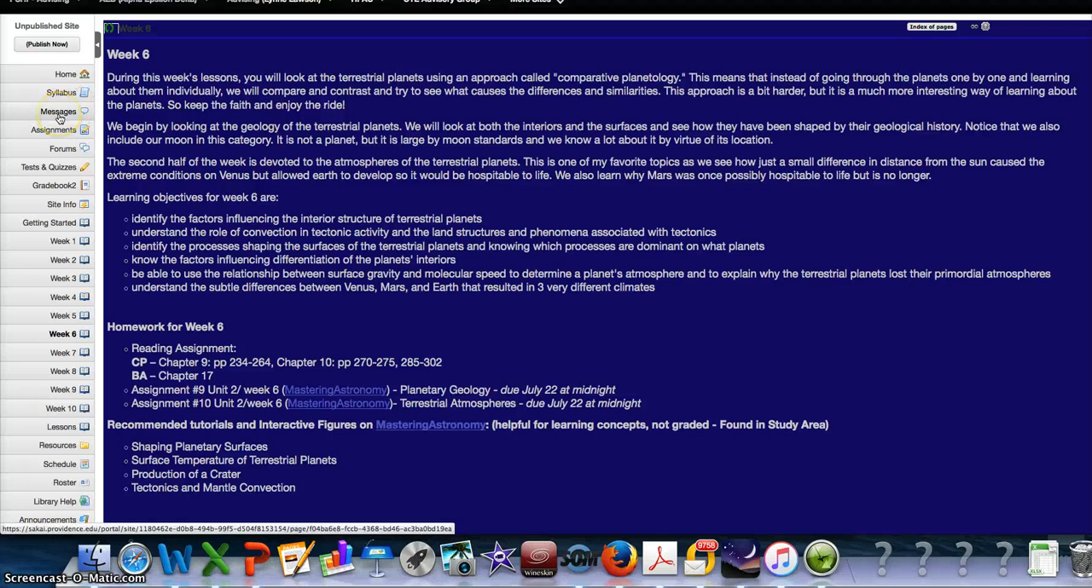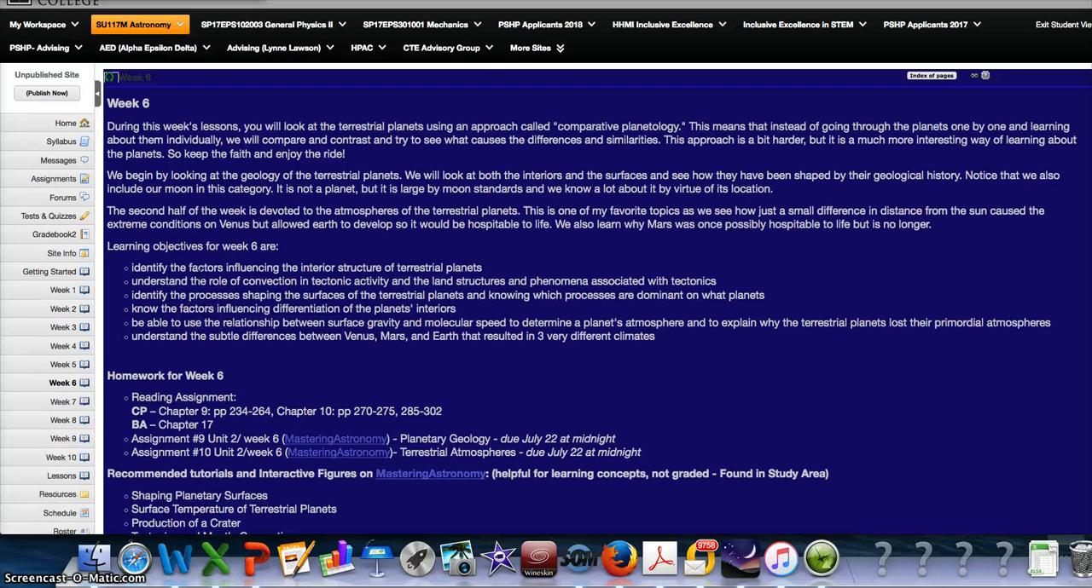If you want to send me an email, you can use messages, and forums is one thing that you'll use right at the beginning of class. So hopefully this familiarizes you enough with the Sakai site and you feel a little more comfortable, but I urge you to take a look around and get really familiar with it so that you feel confident as you're moving through the class.